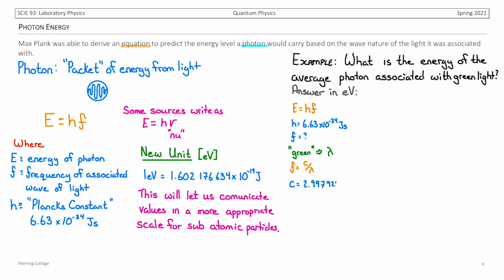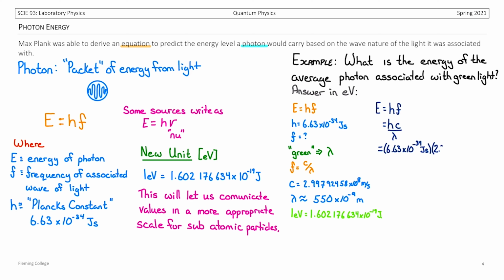The speed of light is 2.99792458 times 10 to the positive 8 meters per second. And a typical wavelength for green light is approximately 550 nanometers, and nano is the prefix of 10 to the negative 9. And I'm also predicting that we're going to need to make a conversion between joules and electron volts. Planck's equation is set up to calculate in joules, so we're going to convert it to electron volts as we do our answer.